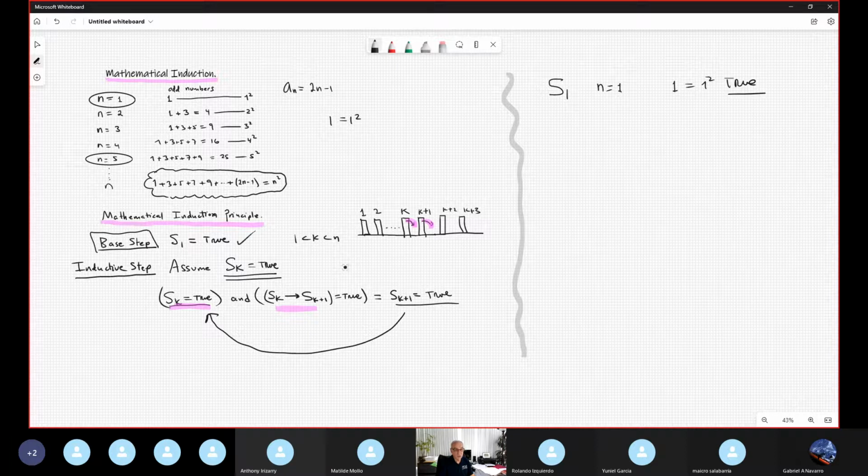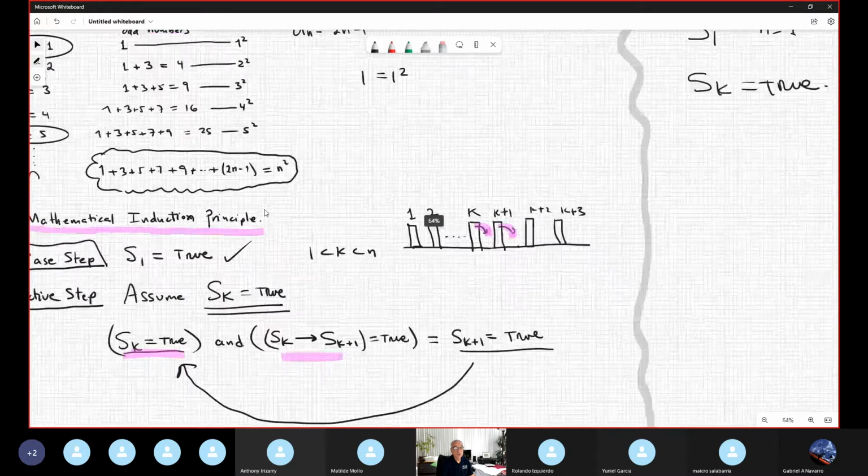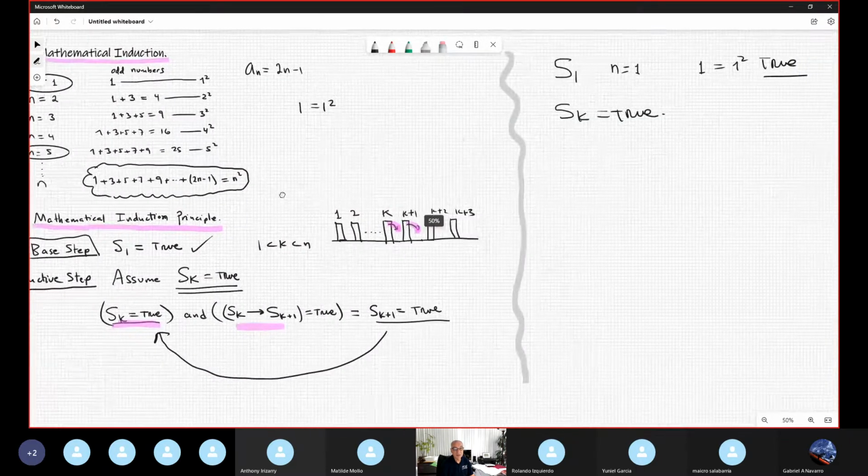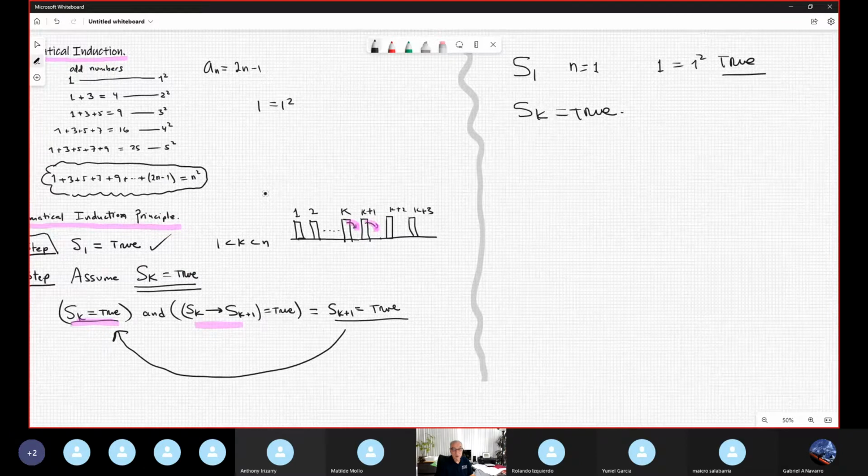We did that part. Now you assume that A sub k is true. How do we assume that? Well, you take the same formula that you want to prove and replace n with k. So I assume that 1 plus 3 plus 5 plus ... plus 2k minus 1 is equal to k squared. You assume that this is true. I did at least that part.